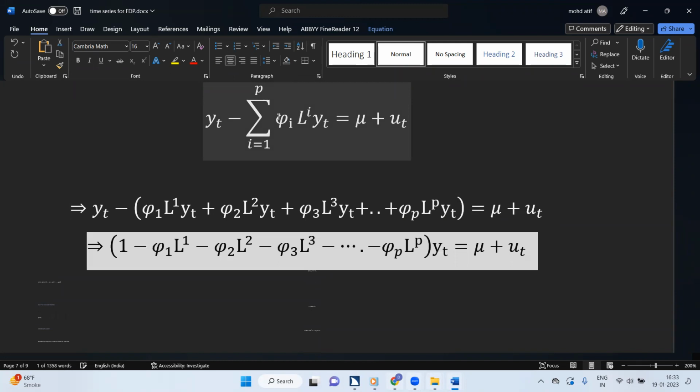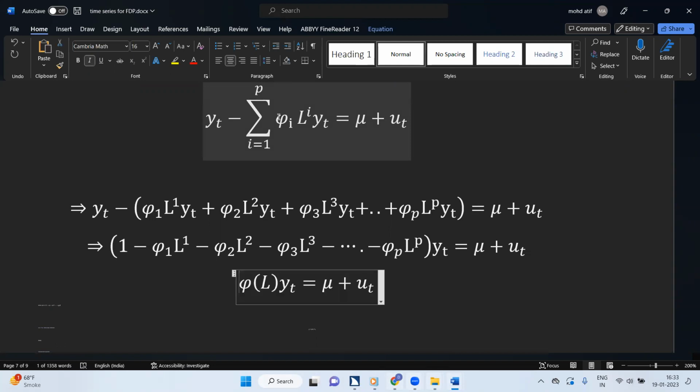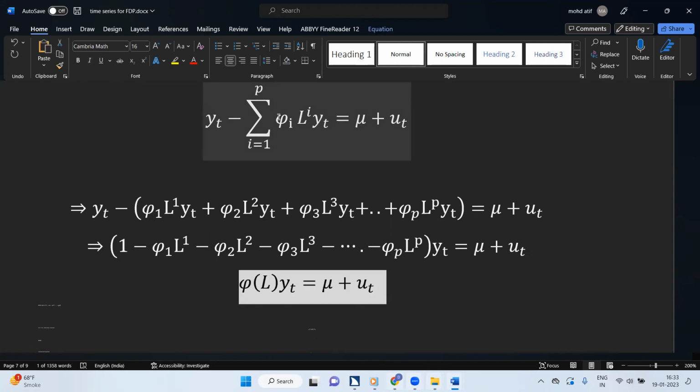So you can take common. This last thing is important. This phi(L) Yt equals Ut. So what we have done is a little algebraic manipulation. These mathematical details are important, but not extremely important from a practical point of view. But yes, for understanding what impact it will have. So we are just quickly going through this.